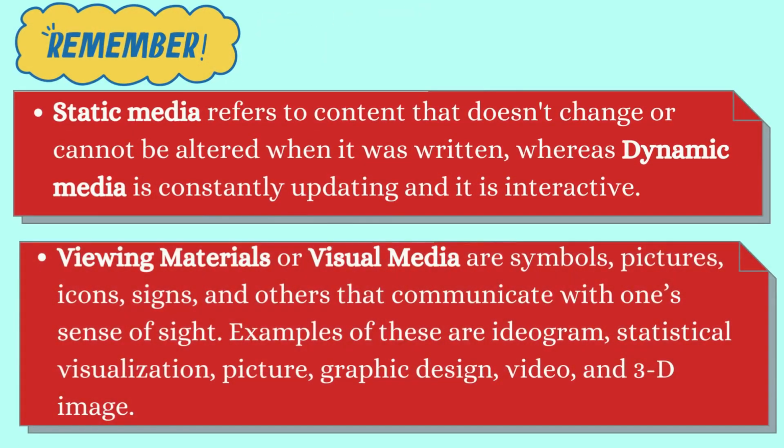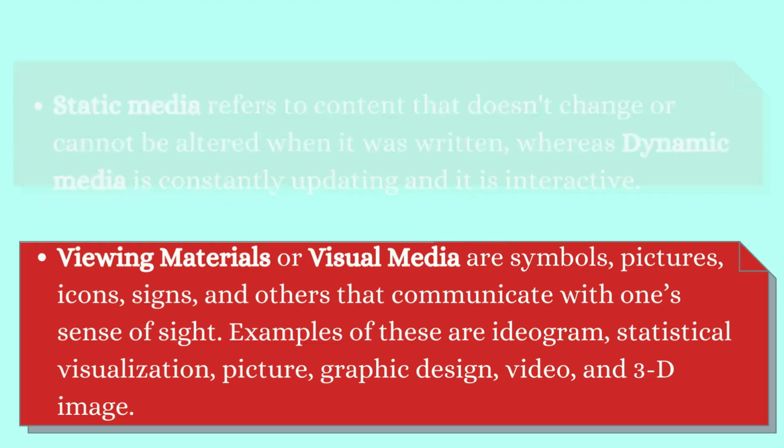Now that we are done with the lessons in our module, let us go back to important ideas that we should remember. Static media refers to content that doesn't change or cannot be altered when it was written, whereas dynamic media is constantly updating and it is interactive. Viewing materials or visual media are symbols, pictures, icons, signs, and others that communicate with one's sense of sight. Examples of these are ideogram, statistical visualization, picture, graphic design, video, and 3D image.